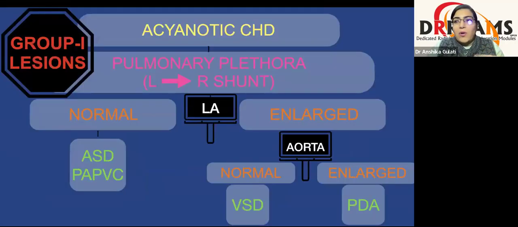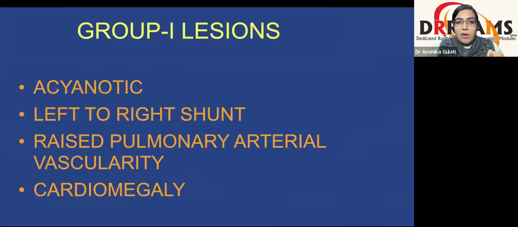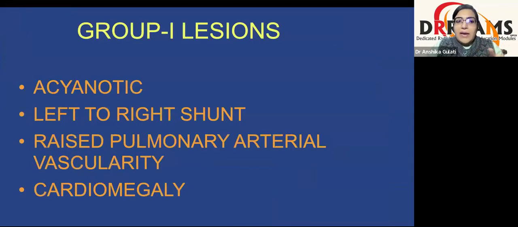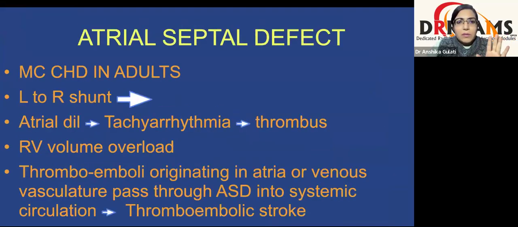So starting with group 1 lesions first, we have discussed that all acyanotic congenital heart diseases fall into the group 1 category. So we'll deal with them one by one. From this table, we know that group 1 lesions are all acyanotic congenital heart diseases. All of them have a left to right shunt, which increases blood flow to the pulmonary arteries, leading to pulmonary plethora, and we'll differentiate them by the left atrium and the aorta size. So acyanotic left to right shunt with pulmonary plethora and cardiomegaly is seen in all these cases.